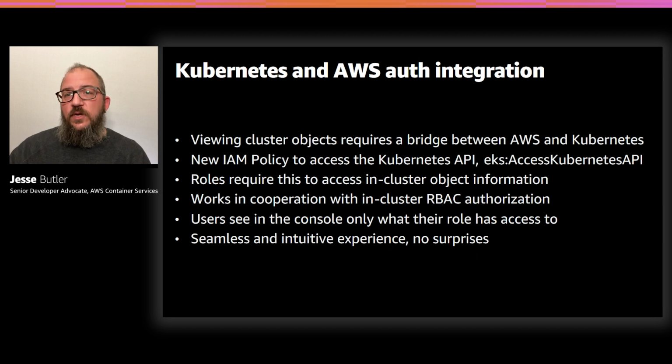But this also works in cooperation with the in-cluster RBAC authorization. So we have an auth table there in the form of a config map where you can bind AWS IAM credentials to roles or users to privileges within the cluster. So these work in combination so that a console user will only see what they have permission to see.